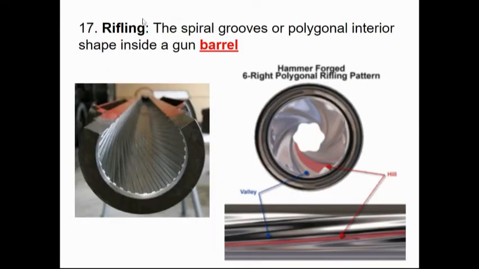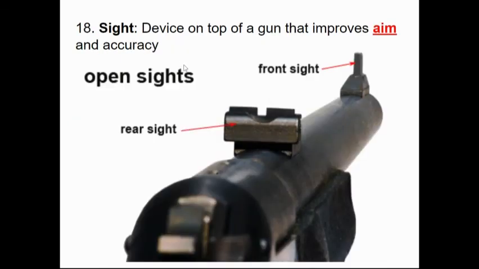Rifling itself are the spiral grooves. They can be spiral or polygonal, in other words, a polygon shape. We talked about that in the last set of notes. Here's a barrel, and they've cut it open for us. So normally it would go all the way around, but we see a little bit of that. And we again can see that twist that it has to it to spin that bullet.